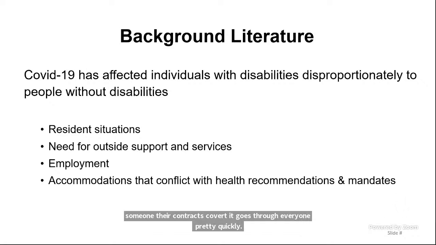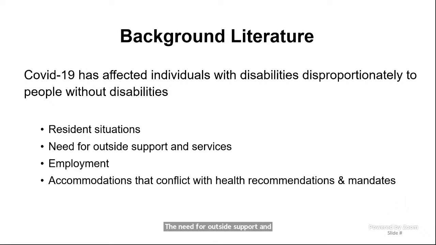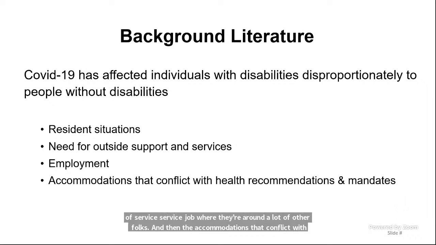The need for outside support and services. So many folks need outside support and services to complete activities of daily living, and that increases their risk of exposure to COVID. Places of employment: for many people with disability, they're considered an essential worker, or in some sort of service job where they're around a lot of other folks. And then the accommodations that conflict with health recommendations and mandates. For people with disability, this might include things like wearing a mask or keeping 6 feet of distance between one another. That can be difficult, if not impossible.